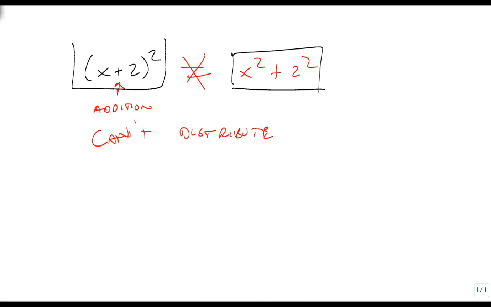We'll deal with this type of problem much later in the semester. But for now, just know that you can't do the product to a power rule if it's not a product but it's a sum.